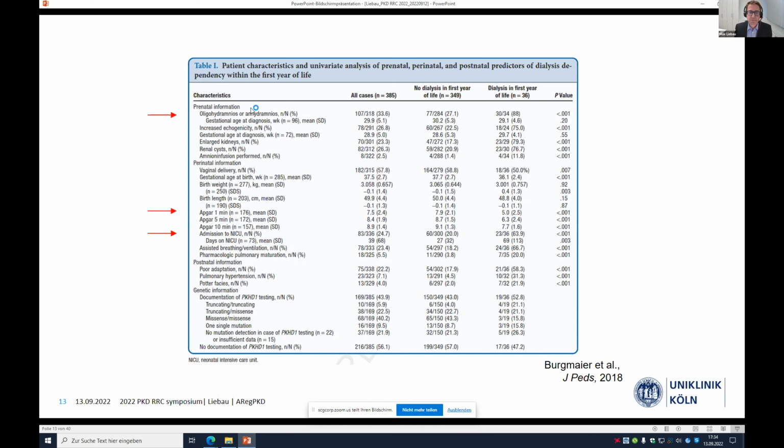So we compared prenatal, perinatal, and postnatal information, and this is a very busy table, but I just want to focus on some aspects. There were some differences between the subgroups that were really very prominent.